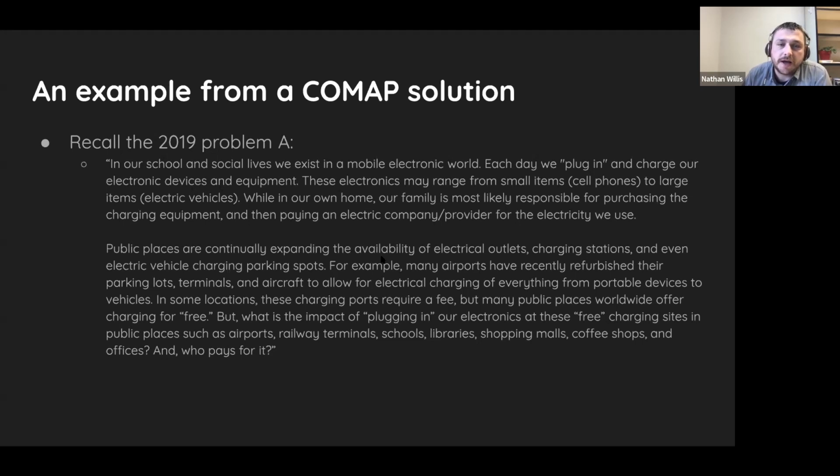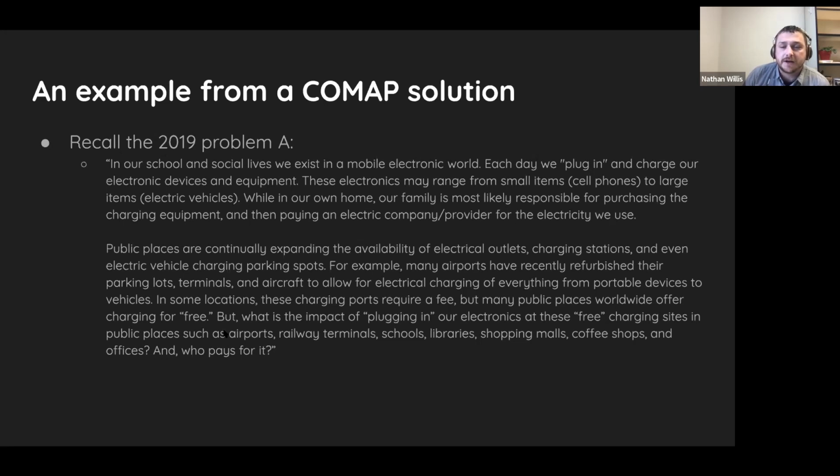Right. So in our school and social lives, we exist in the mobile electronic world. Each day we plug in and charge our electronic devices and equipment. These electronics may range from small items, such as cell phones, to large items, such as electric vehicles. While in our own home, our family is most likely responsible for purchasing the charging equipment and then paying an electric company to provide the electricity. Public places are continually expanding the availability of electrical outlets, charging stations, and even electric vehicle charging parking spots. For example, many airports have recently refurbished their parking lots, terminals, and aircraft to allow for electrical charging of everything from portable devices to vehicles. In some locations, these charging ports require a fee, but many public places worldwide offer charging for free.